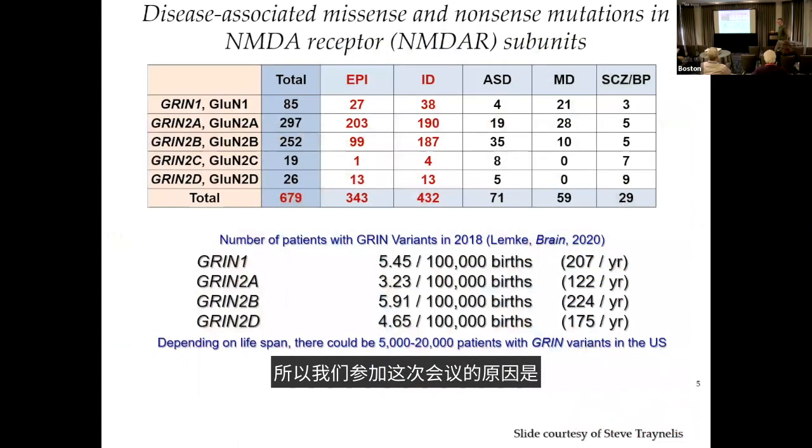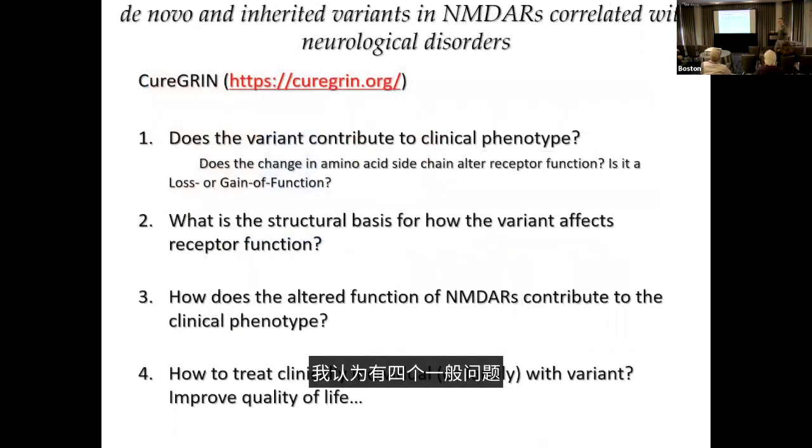The reason we're at this meeting is because we know now that there are a lot of variants, either missense or nonsense mutations, in genes encoding NMDA receptors. And these mutations are associated with a variety of clinical outcomes: epilepsy, intellectual disability, autism, muscle or movement disorders, and other disorders like schizophrenia.